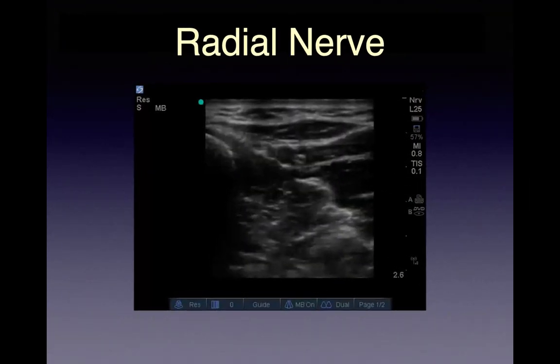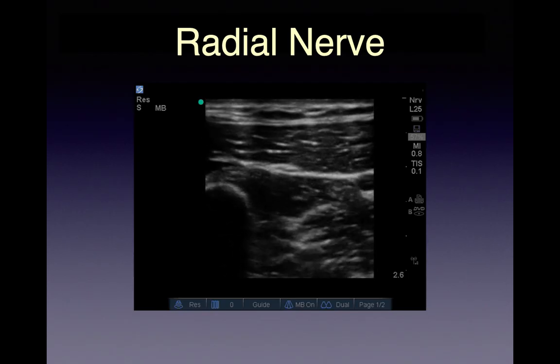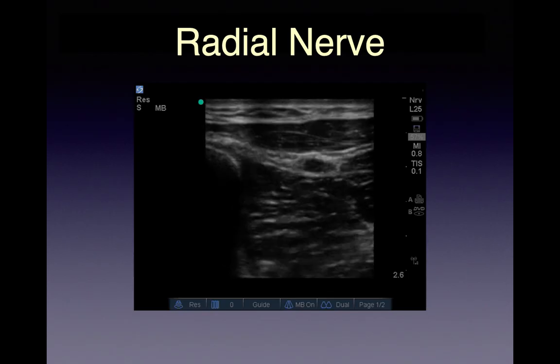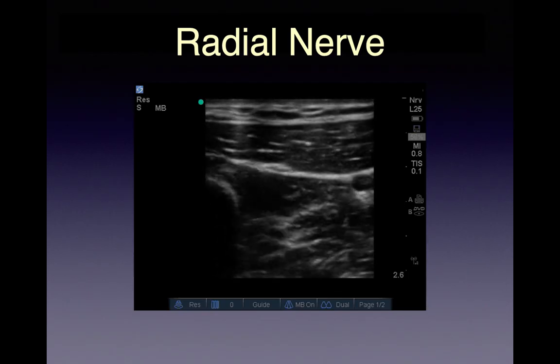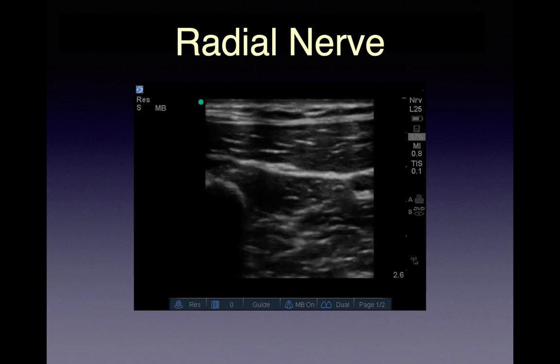Again, here is another clip demonstrating the course of the radial nerve. You can see as we move more distally in the forearm, the nerve courses closer to the radial artery. However, as you move more proximally, you can appreciate how these two structures separate.